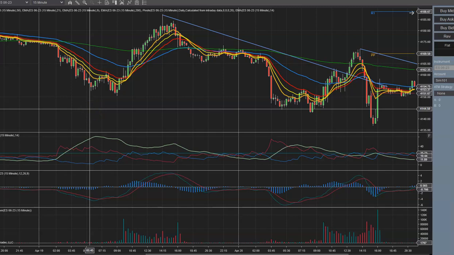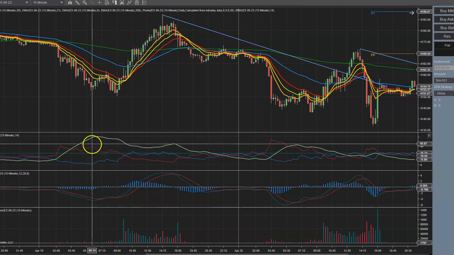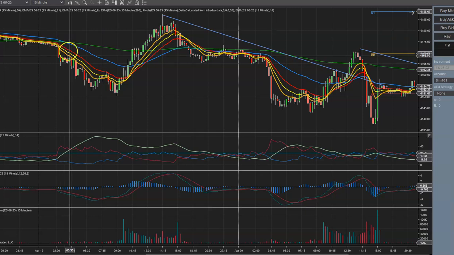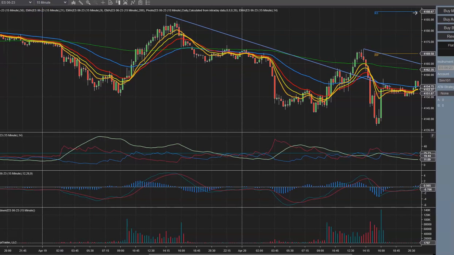Okay, so this is something I just noticed as far as trying to call the reverse of a short-term trend for scalping or day trading, whatever you want to say. And it's meant to keep you out of the chop. So this is a 15-minute chart of the ES. I'll move this over so you can see.